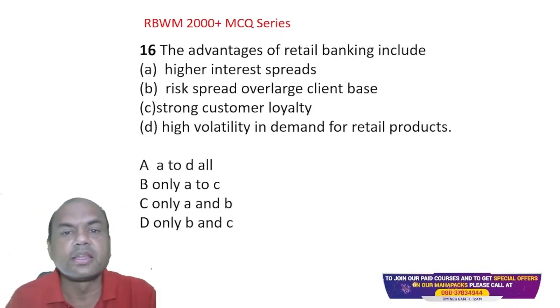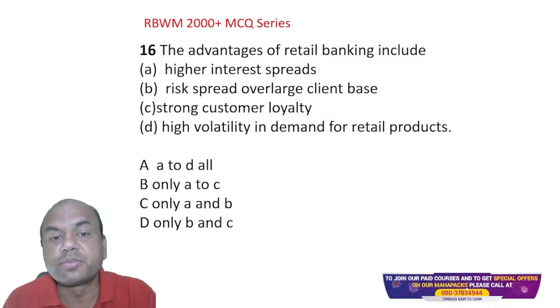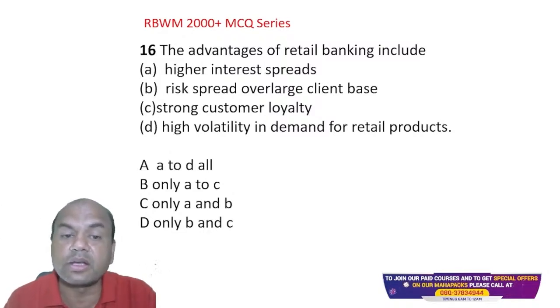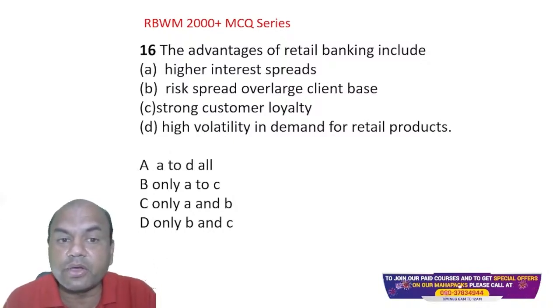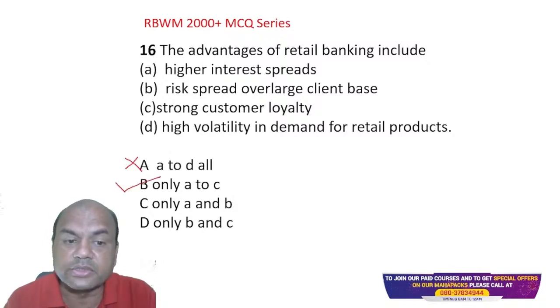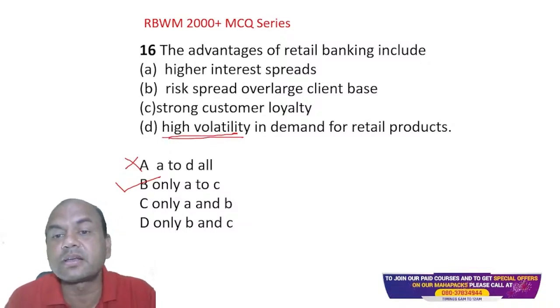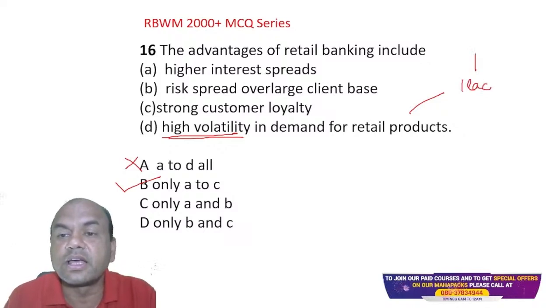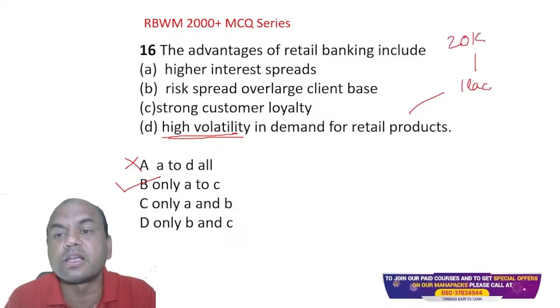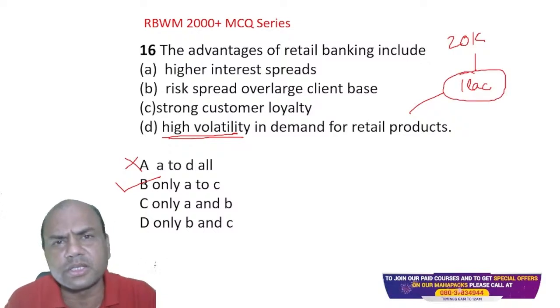The advantages of retail banking include higher interest spread, risk spread over large client base, strong customer loyalty, high volatility in demand of the retail products. A to D all, A to C only, A and B, A, B and C, only B and C. Many of you are going wrong over here. I am seeing in the comment section, the answer is not A to D all. The answer is A to C only, because high volatility is not a characteristic of retail banking. High volatility means this year my savings accounts were around, let's say, 1 lakh, and next year they are 20,000 only. This is known as high volatility. It's never like this in retail banking. This changes by hardly 5%, 10%, not more than that.